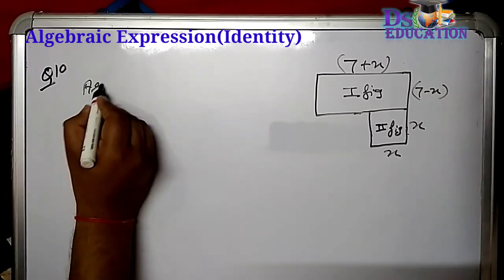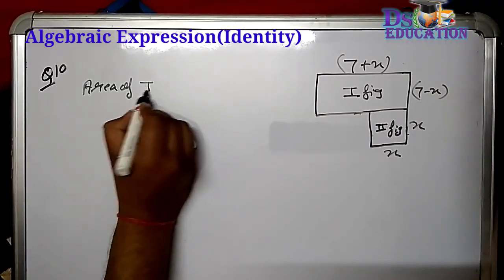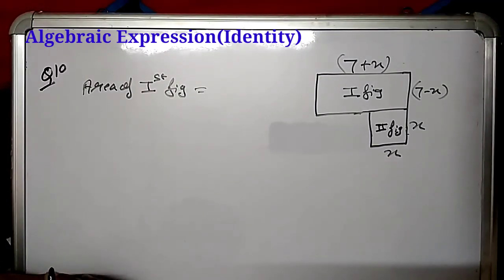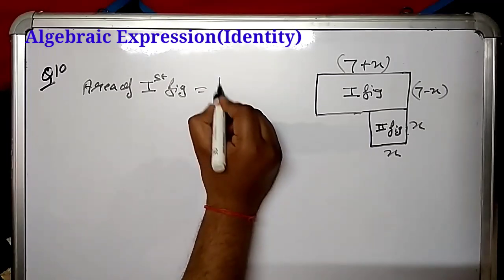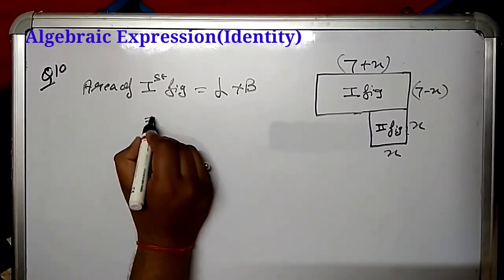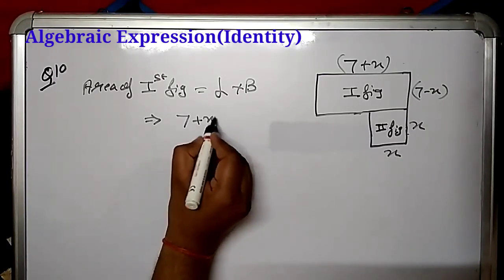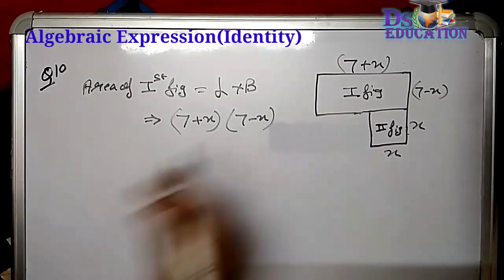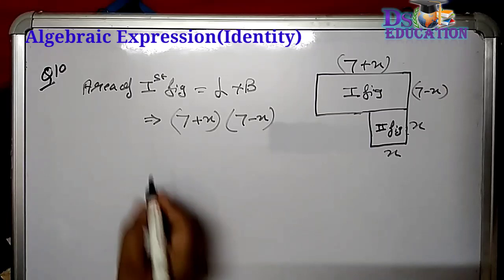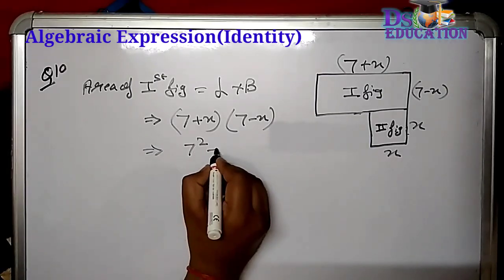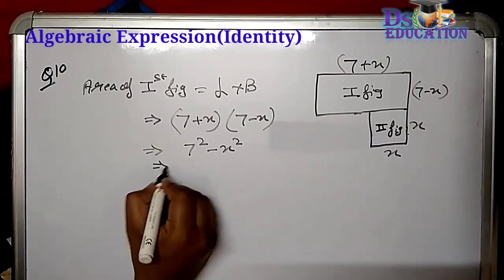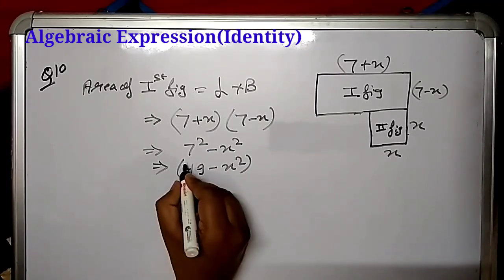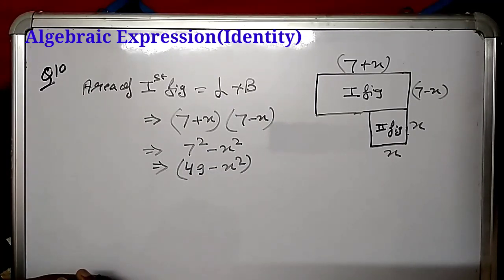So if I talk about area of first figure, area of first figure is equal to, now it's a rectangle. Okay, so rectangle means length into breadth. Now if you see the dimension, length is given as 7 plus x and breadth is 7 minus x. Got the point? So a plus b or a minus b, you know what is the formula? a square minus b square. Okay, so how much will it come to? 49 minus x square. This is the area of first figure, which is in the form of rectangle.